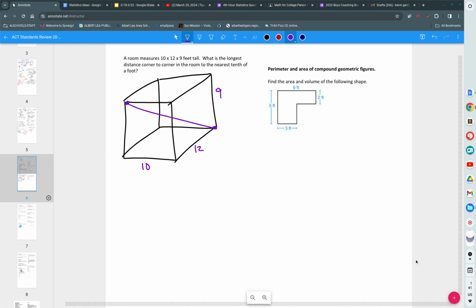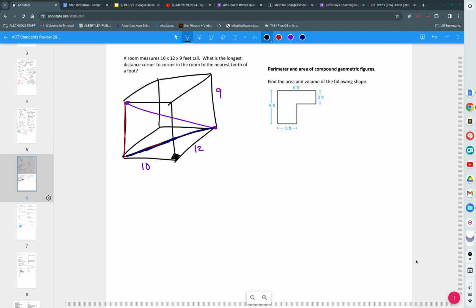Part of what people may fail to see, I'm going to do my best to help you see this spatially, is that this diagonal from corner to corner actually comes from a right triangle. The base of that right triangle, which I will draw right now in blue, happens to be the hypotenuse of this 10-12 right triangle. So notice we have that 90-degree angle there. This is a 10-12 right triangle.